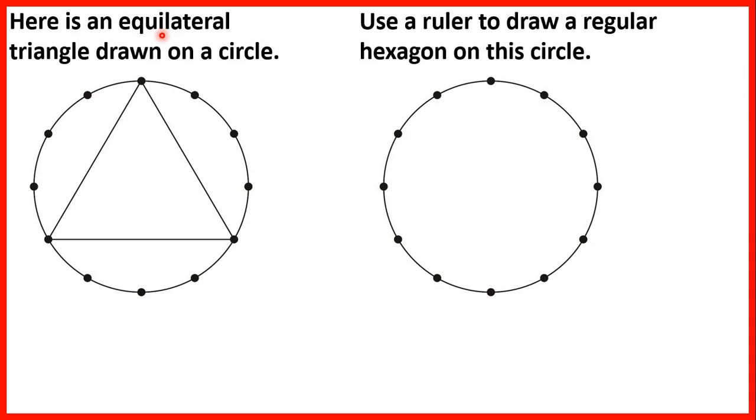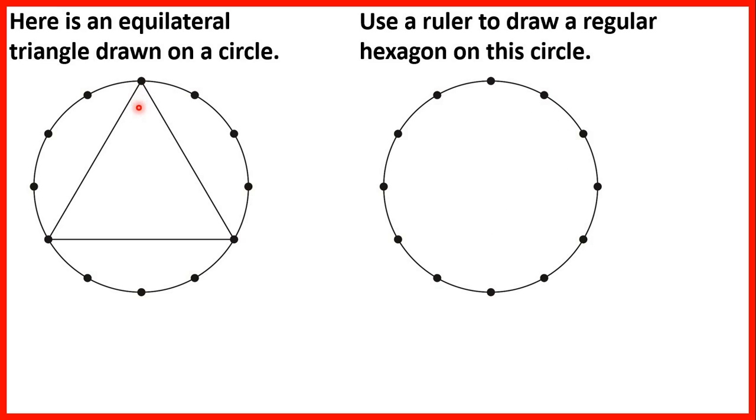Here is an equilateral triangle drawn on a circle. Use a ruler to draw a regular hexagon on this circle. So remember, an equilateral triangle is a three-sided shape where all of our sides are the same length. We need to draw a regular hexagon. So a hexagon is a six-sided shape, and if it's a regular hexagon, the word regular tells us that all the sides of our hexagon need to be the same length as well.